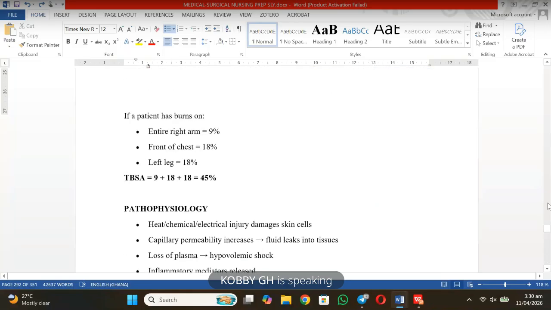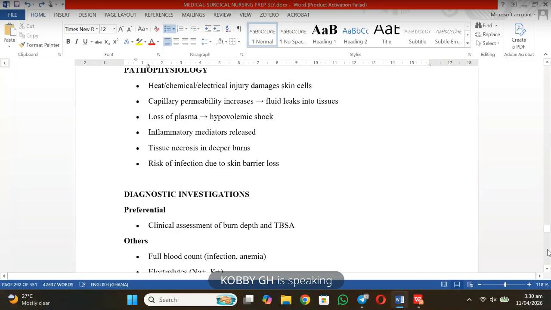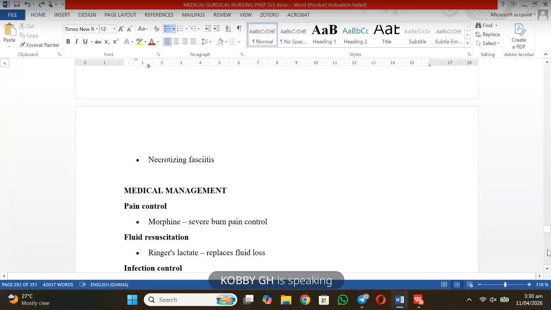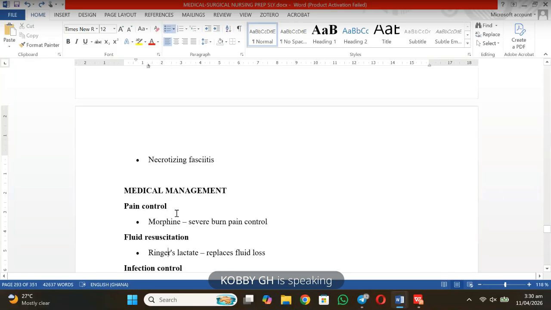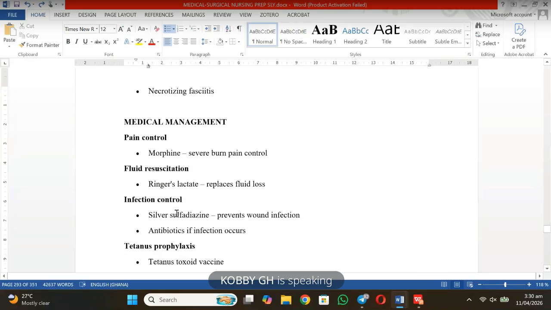So with this, if we ask you to calculate the total burn surface area, I know you'll be able to do the calculation. With burns, we give painkillers as part of the management. Also, because patients can lose fluid and get dehydrated, and if resuscitation measures are not done properly, patients can experience shock, we usually have to do what we call fluid resuscitation. The recommended fluid to use in burns is Ringer's lactate.